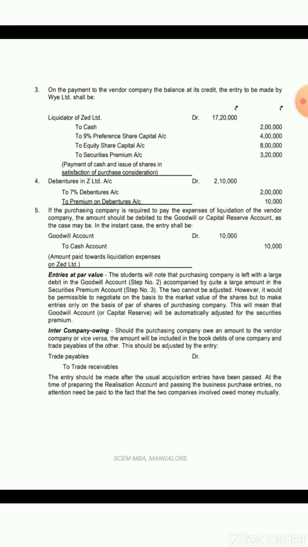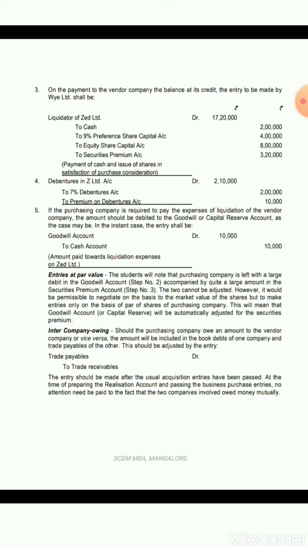If you could see the balance sheet, then you would understand that the actual amount of debentures was 2 lakh, but they have been paid 2 lakh 10,000. That means 10,000 excess. So, what is this 10,000 excess? This is nothing but a premium. So, to premium on debentures account, that is 10,000.